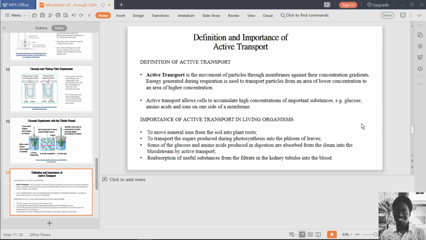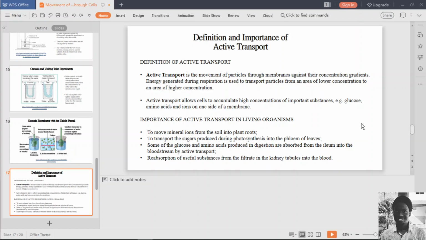So for instance, you need active transport so that minerals can be absorbed from the soil into plant roots. Okay, you need the minerals to go in one direction. When in any living organism, once you need things to go in one direction, you need active transport. You need energy for that to happen, right? You need active transport to transport sugars produced during photosynthesis into the phloem of leaves.